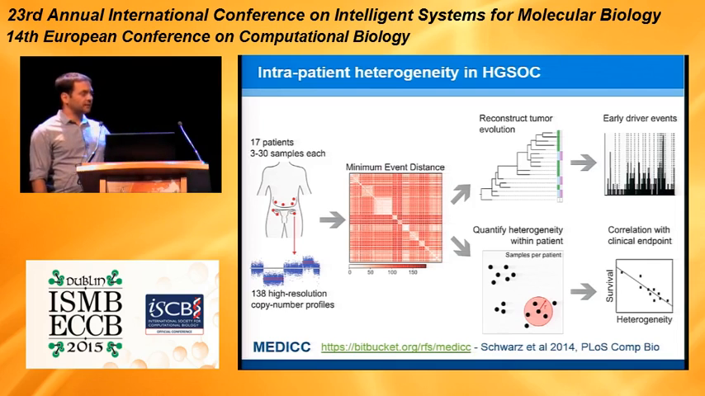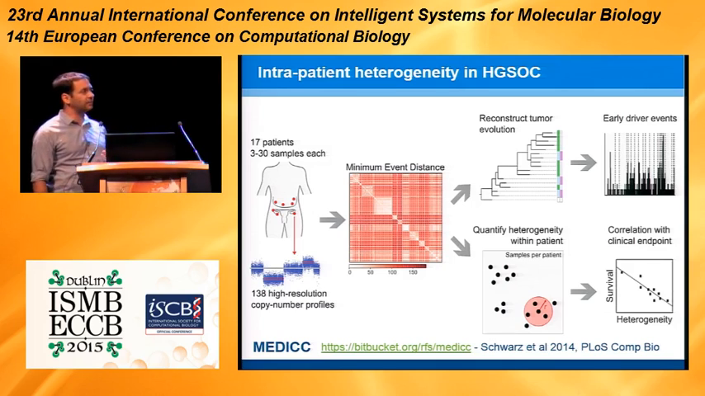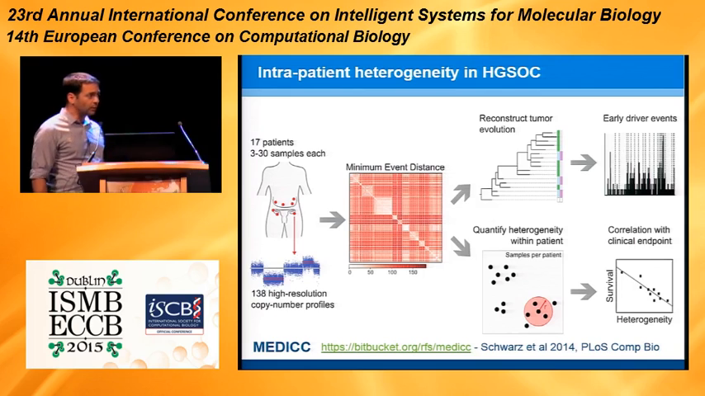Individual copy number changes have, of course, been identified as having a beneficial or a detrimental effect on patient survival, but we were more interested in looking at the general large-scale evolutionary patterns, and whether there might be a difference in resistance development when looking at those.